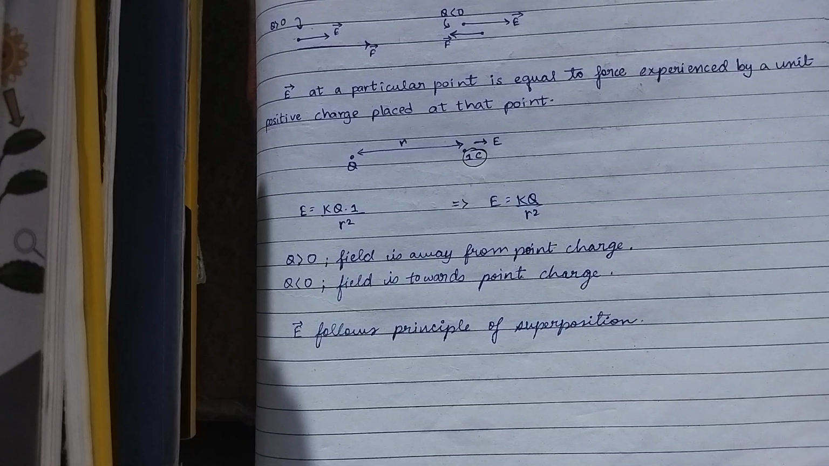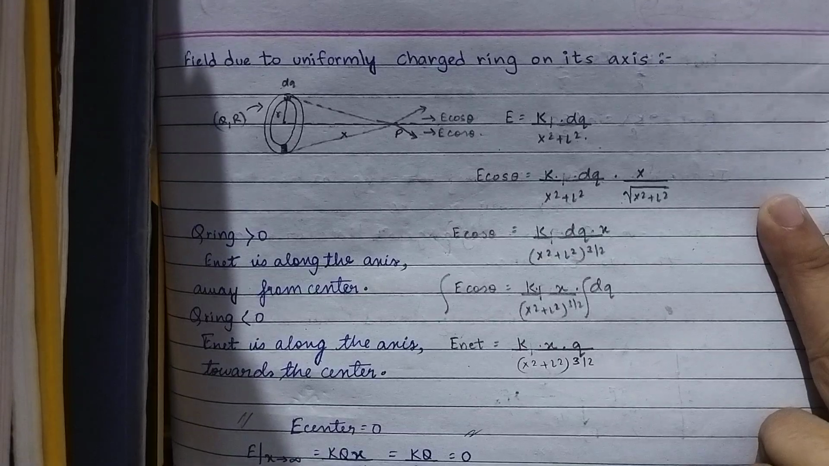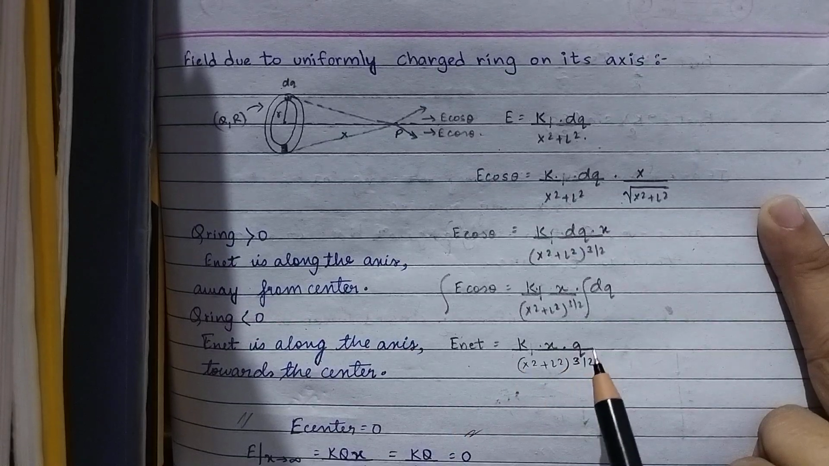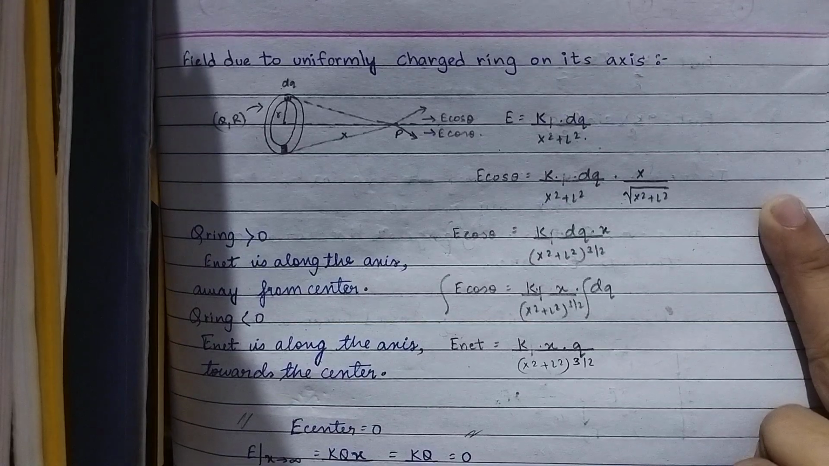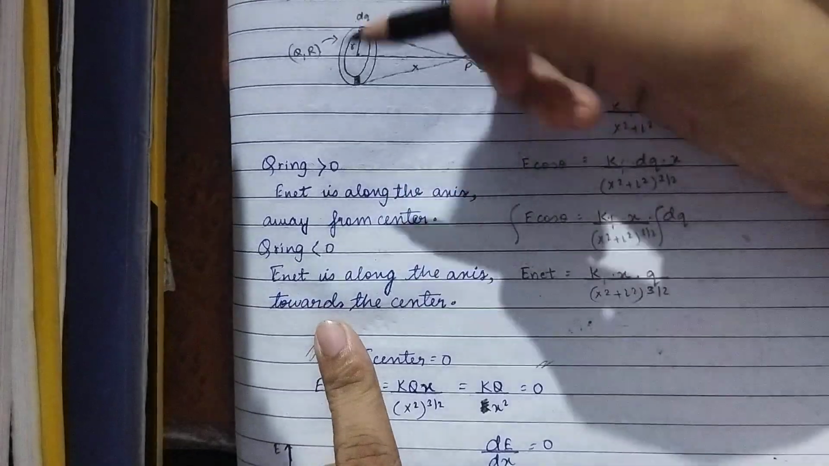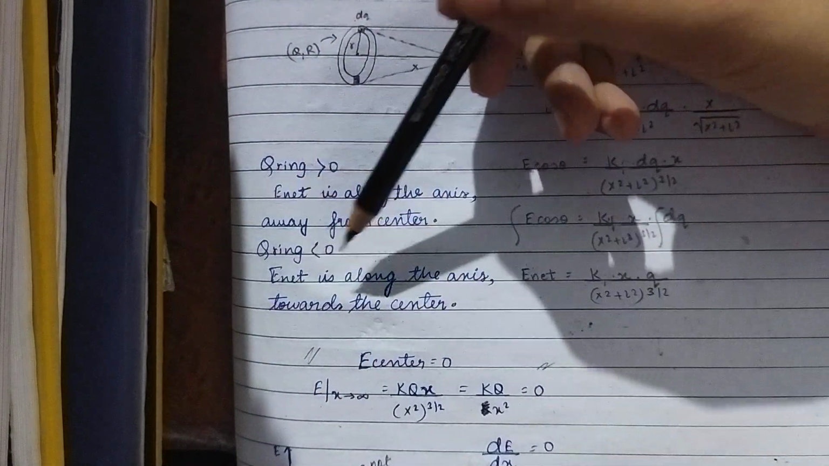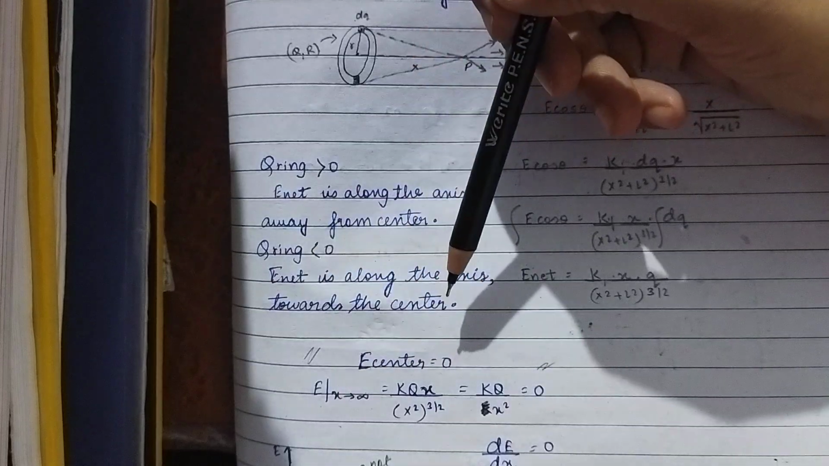And even our electric field follows the principle of superposition. Let's take a uniformly charged ring on its axis. Basically, you have a uniformly charged ring. You use the same logic as you used in force and you get E net = kxQ by (x square plus L square) to the power 3/2. Basically, what I am trying to explain is that if Q is greater than 0, then E net is along the axis away from the center. If Q is less than 0, then E net is along the axis towards the center.